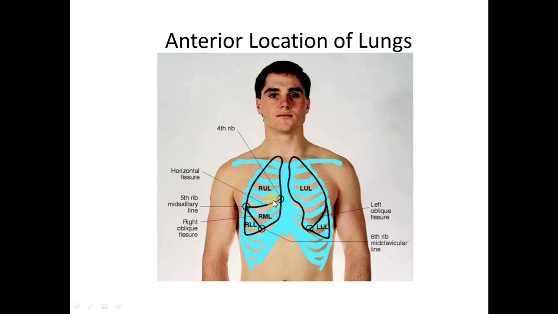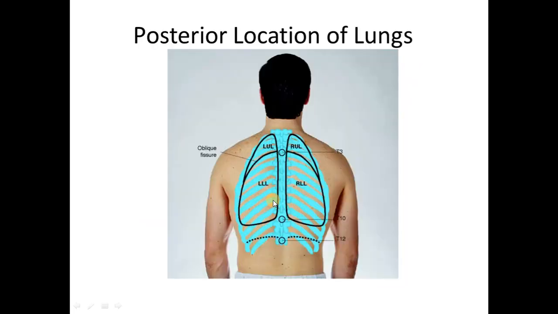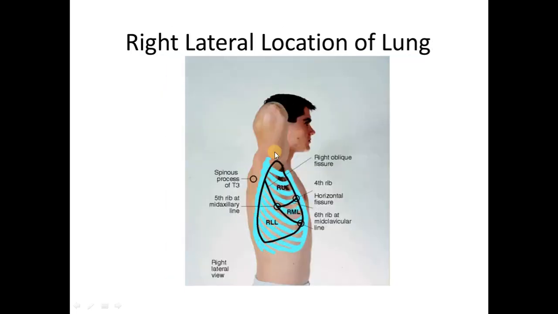The oblique fissure comes from the back, starting at the level of T3. This is the left oblique fissure, and this is the right oblique fissure. It starts at the level of T3 and passes anteriorly until the level of the sixth rib at the mid-clavicular line. So we have here the right upper lobe and the right lower lobe.